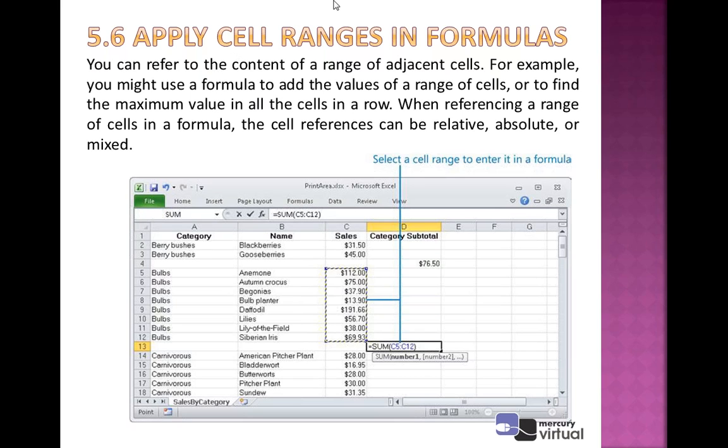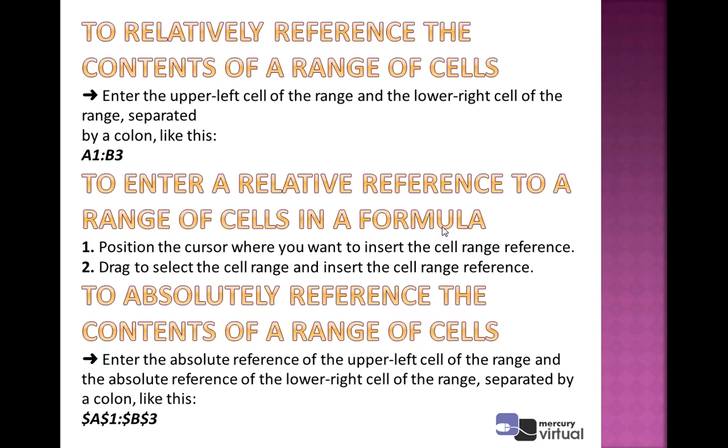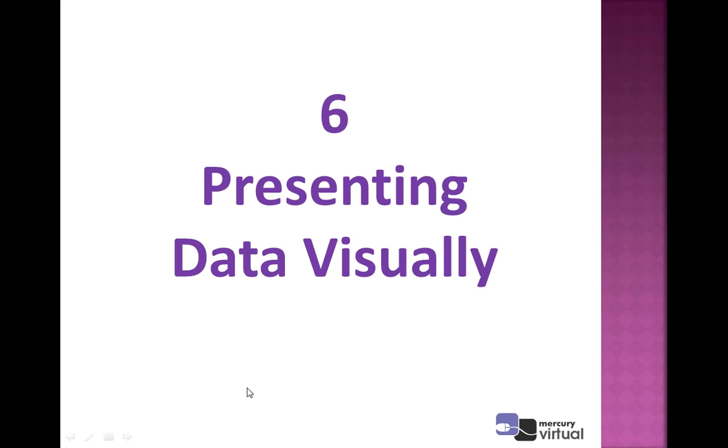Then 5.6 is how to apply the cell ranges in formulas. Means how to give the cell range to the formula so that the output will come according to the cell range. These are the steps available. This is the cell range, that is A1 to B3. This is the absolute, that is A1 to B3.